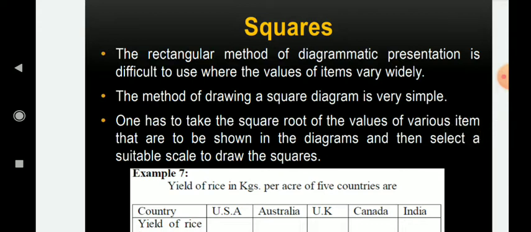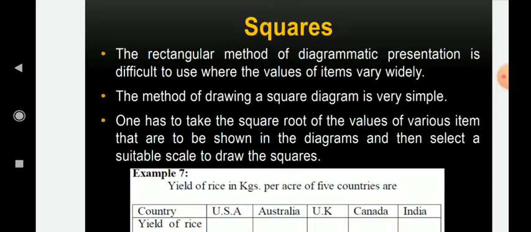That is why we call it a square. That is, all sides are equal. The rectangular method of diagrammatic presentation is difficult to use where the values of items vary widely. So whenever the values differ a lot, it is difficult to show it on graph paper using a rectangular diagram. We need to use square diagrams.